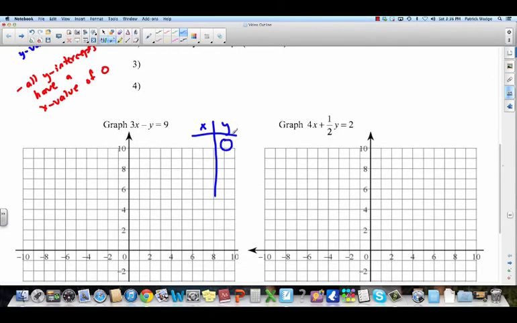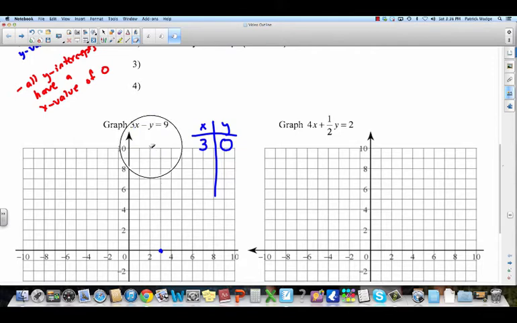So let's try that. If I put y equals 0, so I have a 0 here. Well, now what I have is 3x, take away nothing, so that's not even really there. 3x equals 9. Oh, well, we can solve that. If 3x equals 9, divide both sides by 3, right? Divide by 3, divide by 3. You get x equals 3. Oh, okay, so the x-intercept is 3, 0. So I can graph that. 3, 0 is right there.